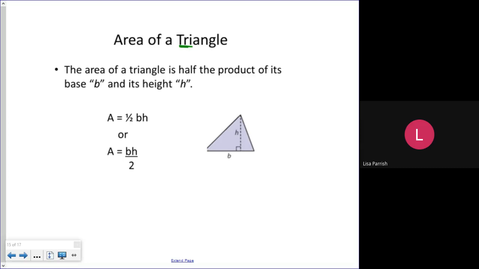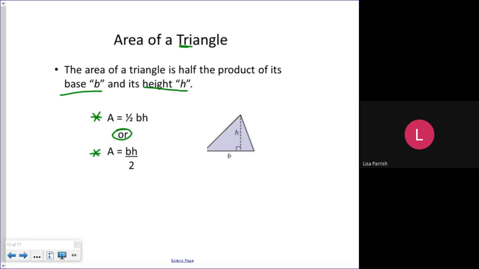Your first formula is A equals 1/2 times the base times the height. Very similar to the rhombus from yesterday, except that had diagonals. Or you can do area equals base times height divided by 2. If you remember from yesterday, the B stands for base, which they've got right here, and the H stands for height. So you can work either one of these formulas.